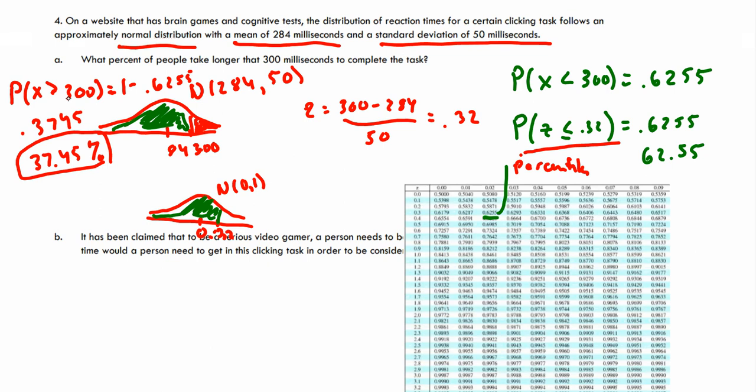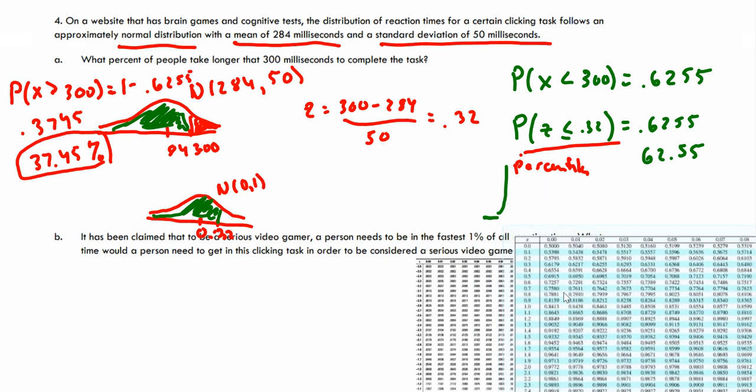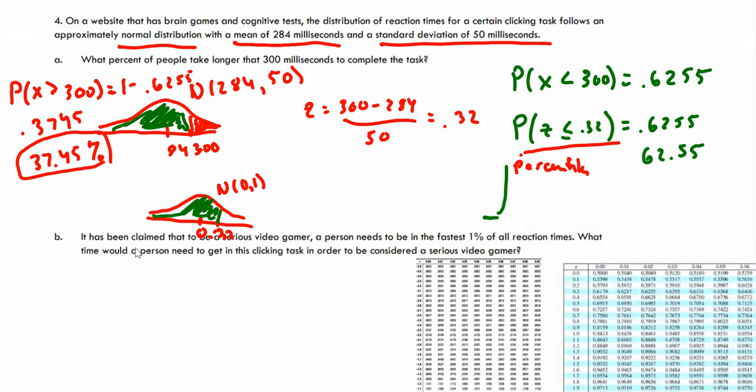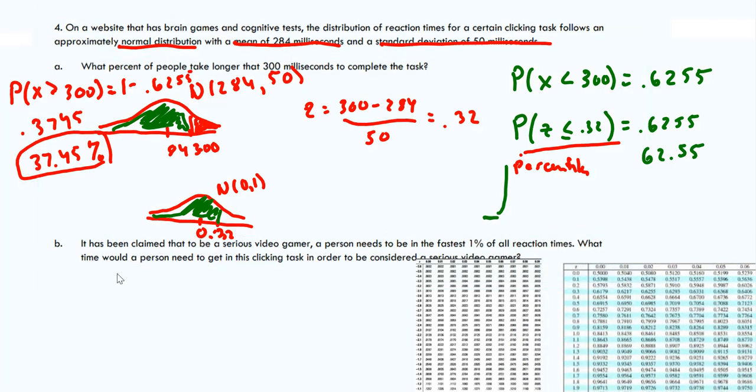Well, let's look at the next problem to see what this will give us. It says, it has been claimed that to be a serious video gamer, a person needs to be in the fastest 1% of all reaction times. What time would a person need to get in his clicking task in order to be considered a serious video gamer? So we're looking for a time, the x value, the x value being in the fastest 1%.